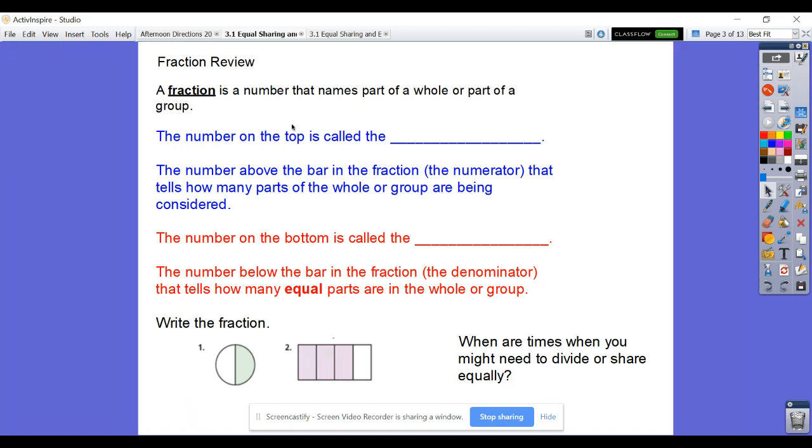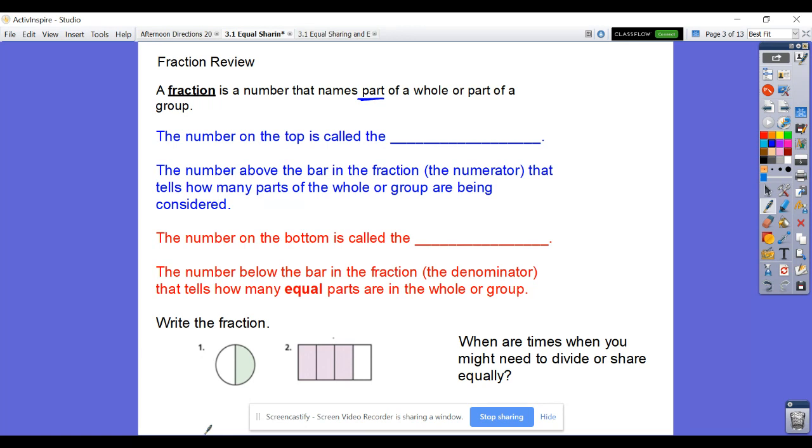Hello, we are ready to start Unit 3, which, as you might have guessed by the first word on this slide, is all about fractions. Let's review some key concepts. A fraction is a number that names part of a whole or part of a group.